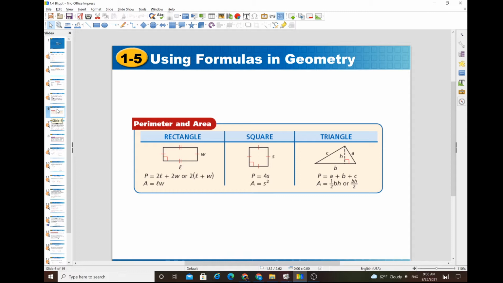Area is just the coverage of the surface of the figure. So that's just 2-dimensional. So that consists of the length and the width. And then for a square, it's just 4 times s, 4 times the side length, because all 4 sides are equal. And then the area of a square is just side squared.